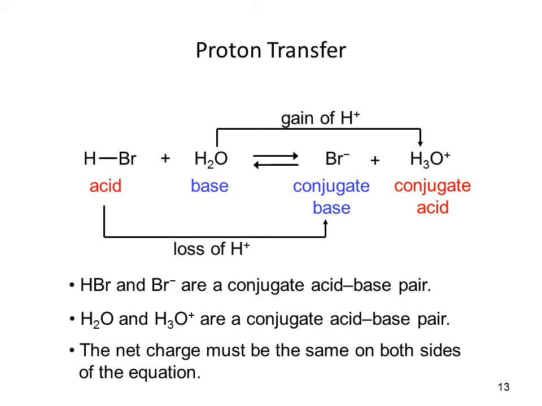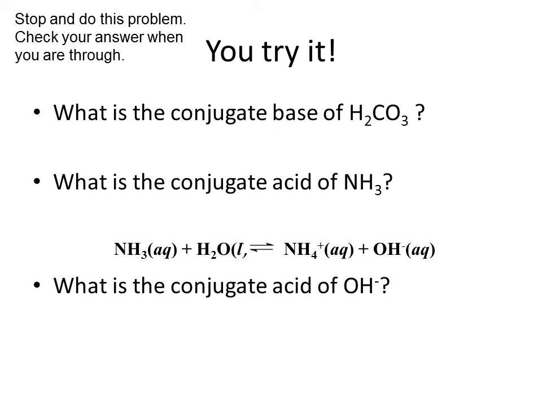Notice the sum of charges on the reactant side is zero. And if you sum up the charges on the right-hand side, 1 negative plus 1 positive, that's also equal to 0. This is a little rule that we have in chemistry, that charge is conserved. On the reactant side, if you have a particular charge, it must be that same charge on the product side.